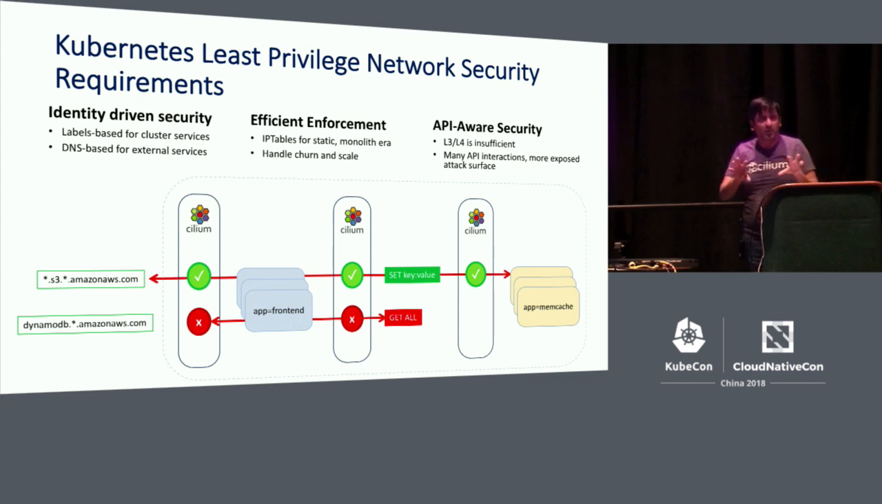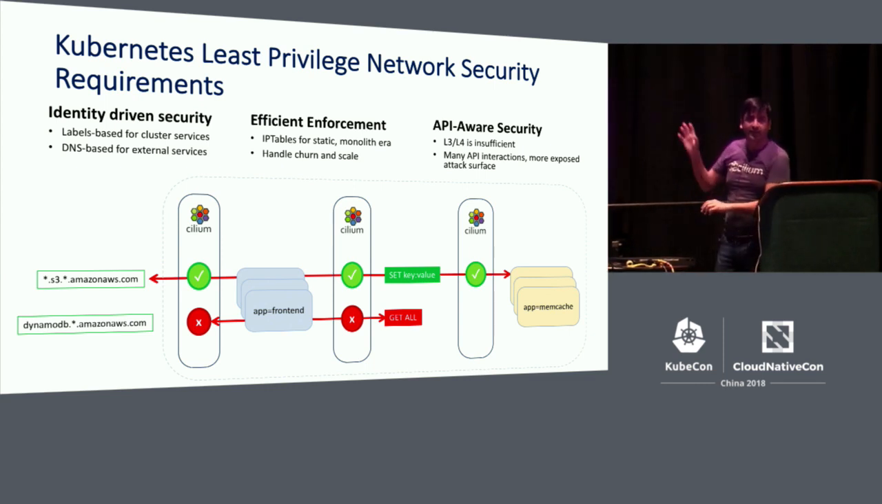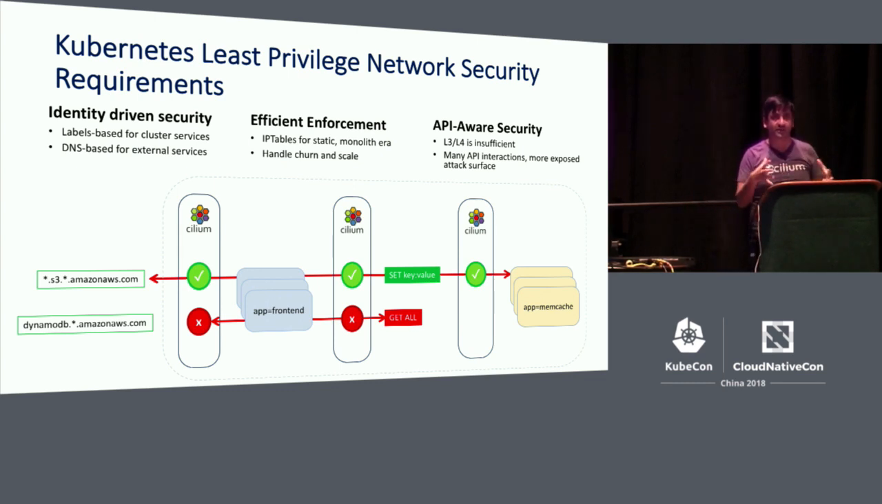At least these are the three problem domains around least privilege security that I've tried to capture. There's the identity problem, there's the enforcement problem, and then there is the API-aware security problem, right? The enforcement suffers from one other problem, churn. As these pods and their IPs come and go, that's where the monolithic structures like IP tables start hurting. And that's where the efficiencies of things like BPF start coming in.